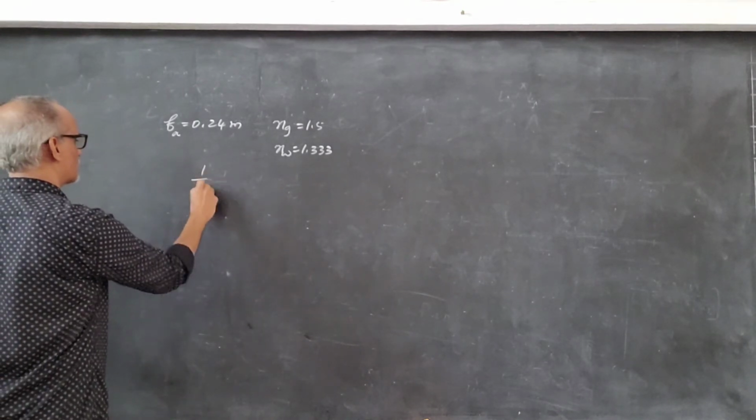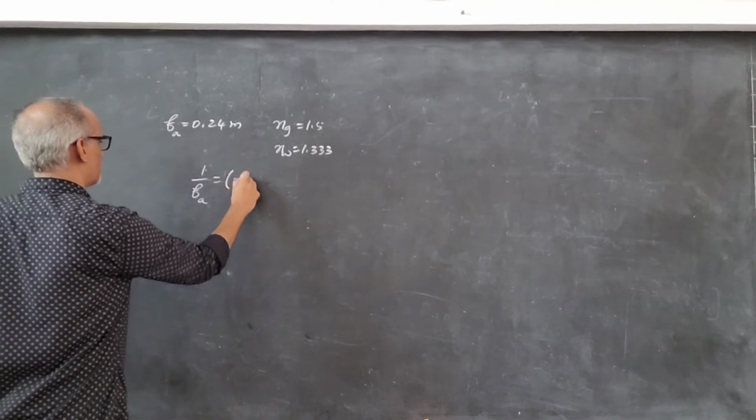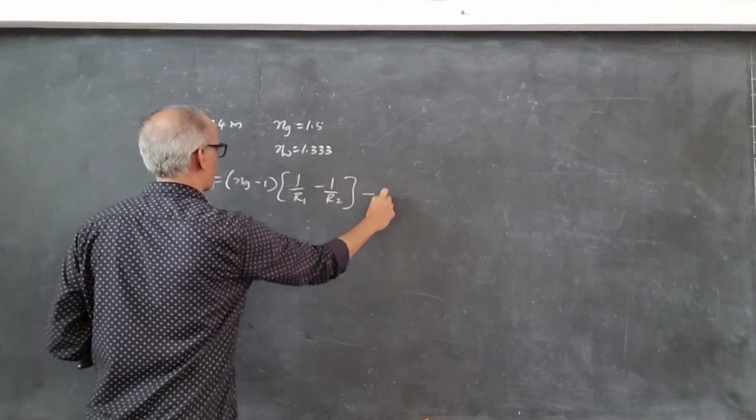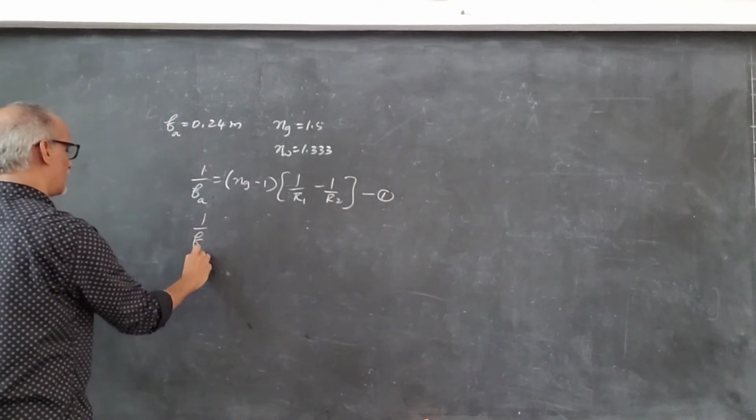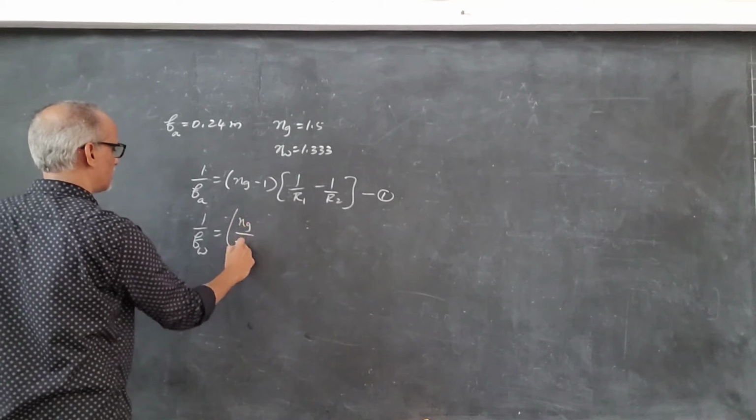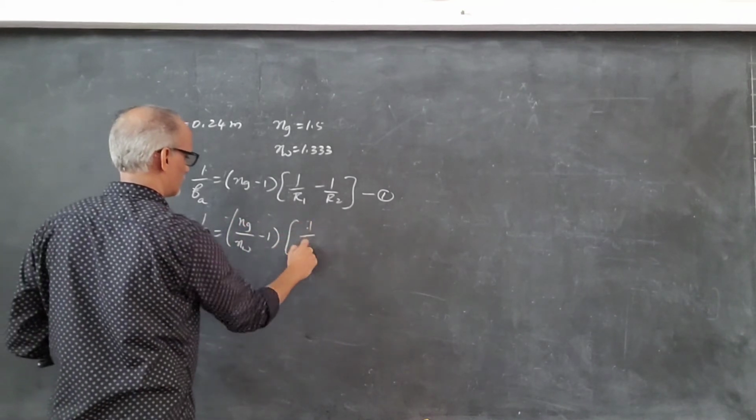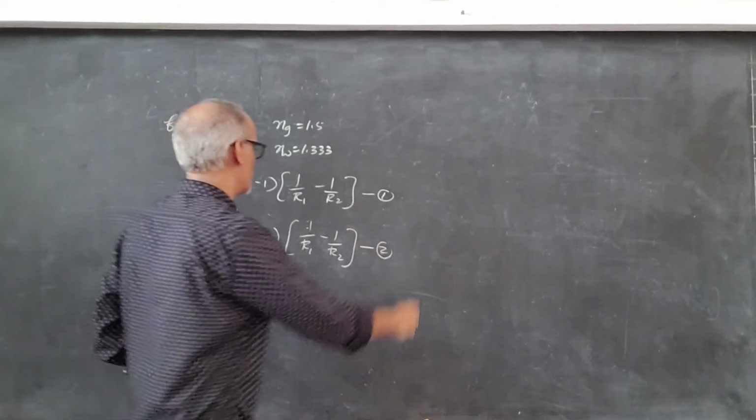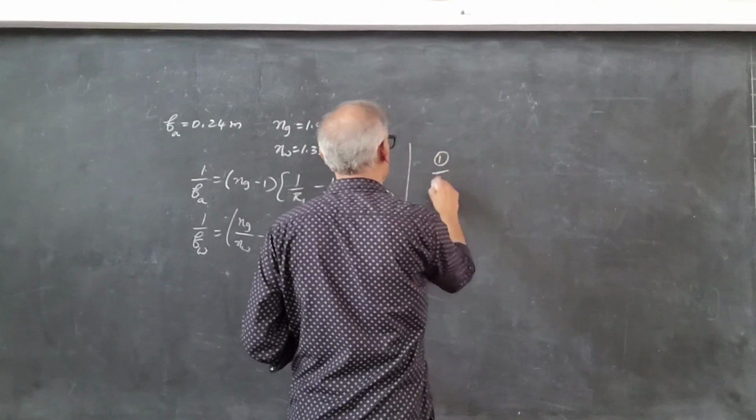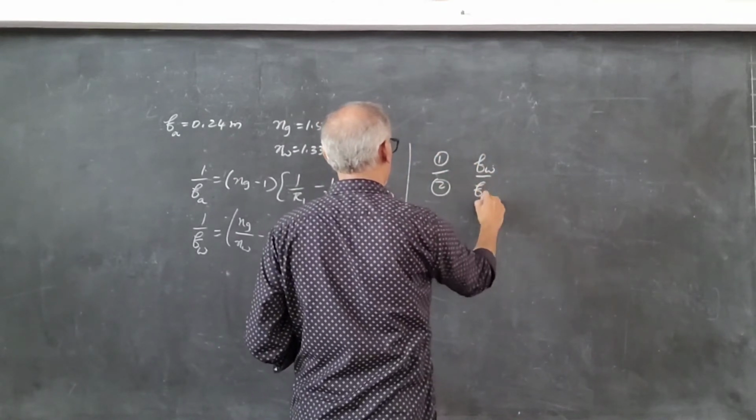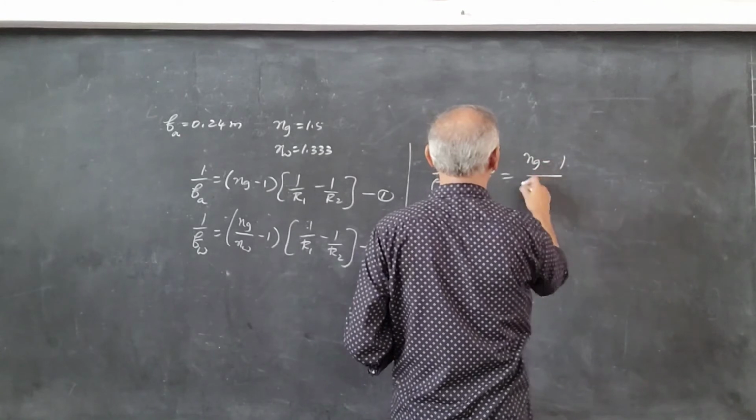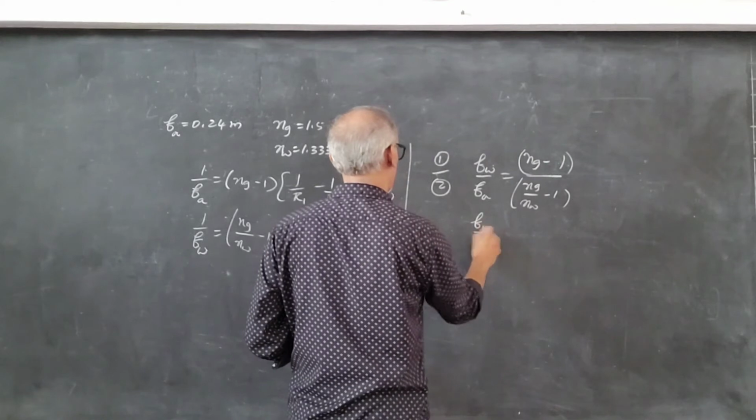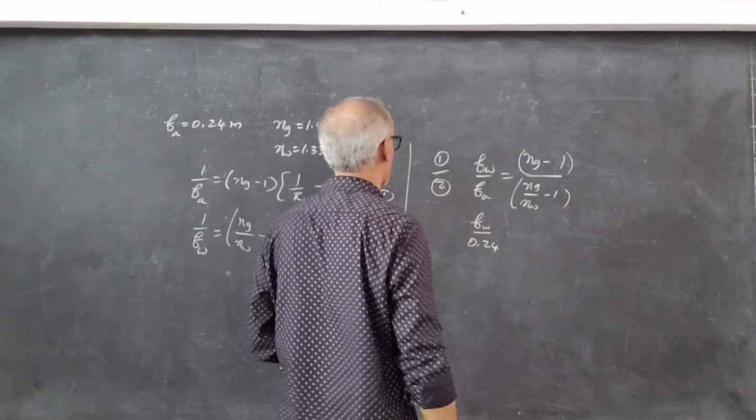Writing the expression for focal length in air: 1 by Fa is equal to (Ng minus 1) into (1 by R1 minus 1 by R2). That is equation 1. And then 1 by Fw is equal to (Ng by Nw minus 1) into (1 by R1 minus 1 by R2). Then divide the two equations. So I will get Fw by Fa is equal to (Ng minus 1) by (Ng by Nw minus 1), and Fa is 0.24, correct.